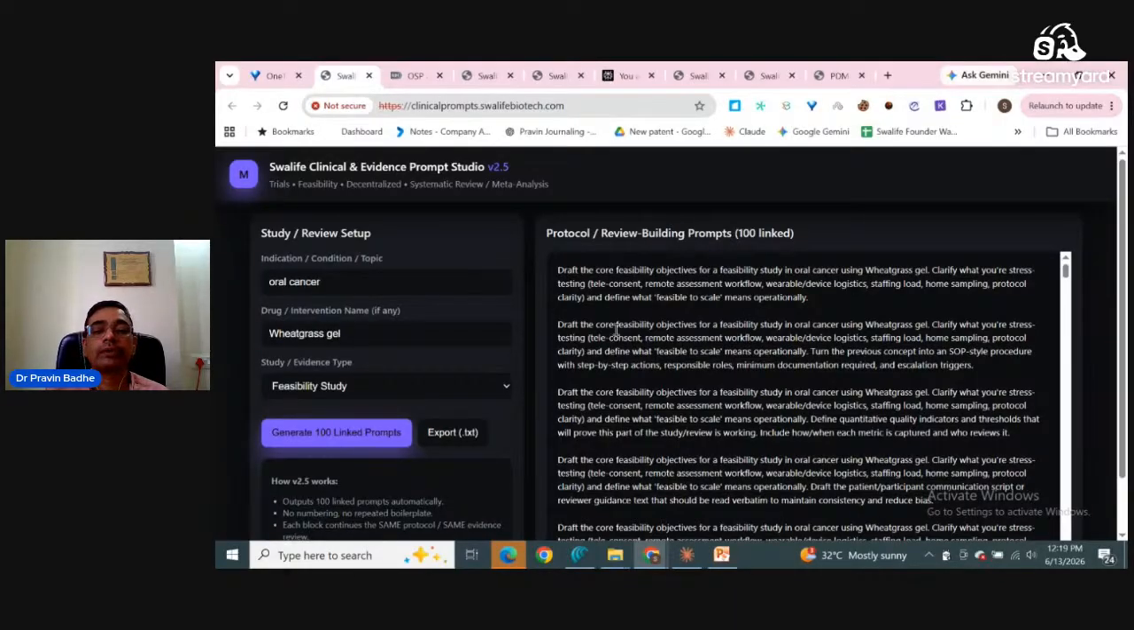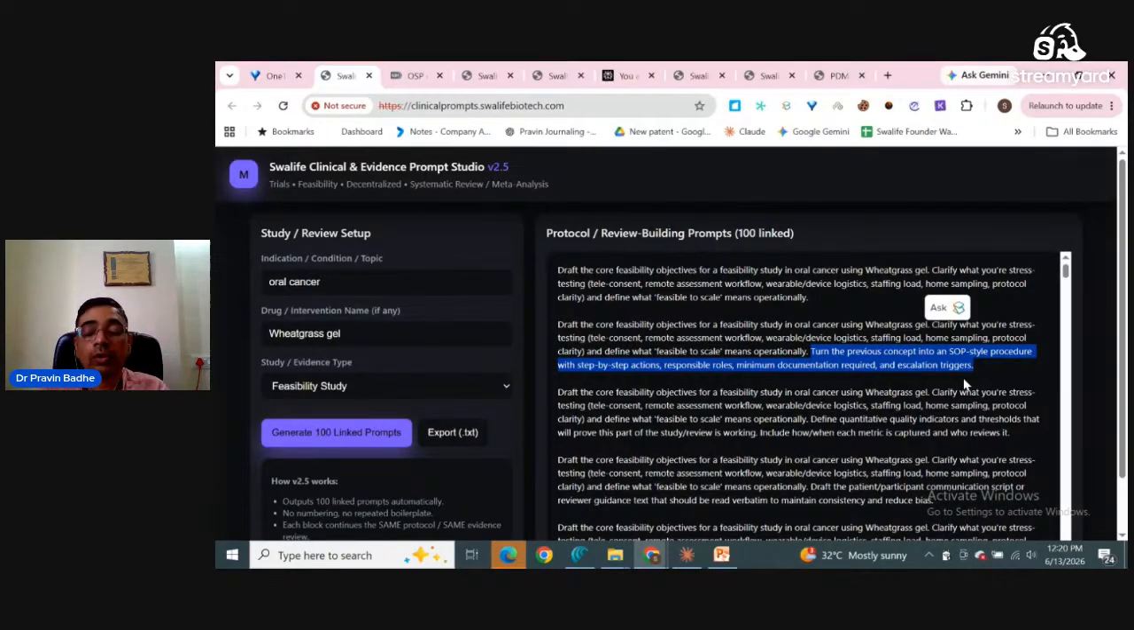Now the second prompt will connect the first one. The first one is there, but it will turn the previous concept into an SOP style procedure with step-by-step action, responsible goals, minimum documentation required, and escalation triggers. I'm not running the prompts here, but I'm explaining that the prompts are interconnecting the protocol which you are trying to design from the information that you have already got from the predictive intelligence. So predictive intelligence information you are connecting with the Swalife prompt studio, which has been giving you the information about the designing of the feasibility study.